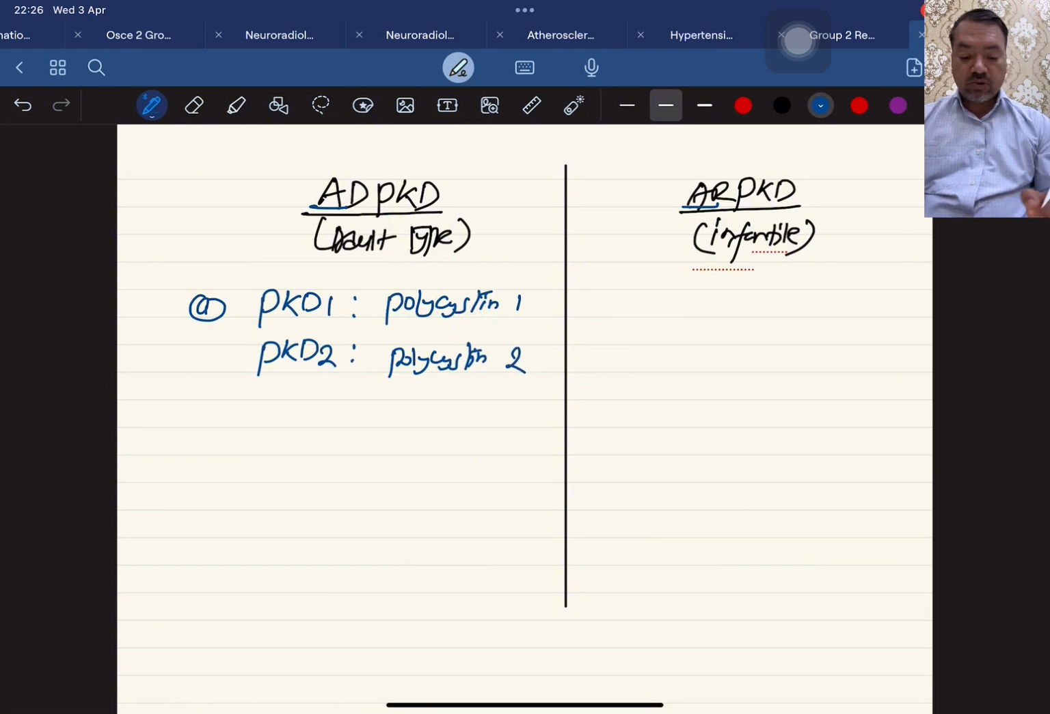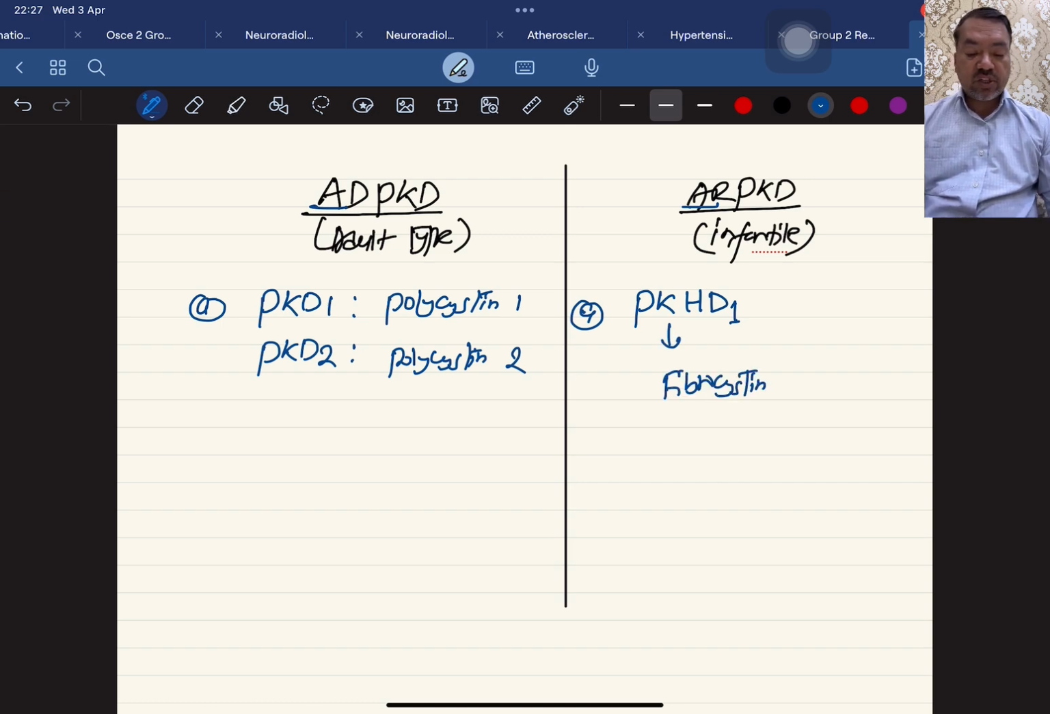If they are abnormal, then there can be polycystic kidney disease, the adult type. Whereas in case of autosomal recessive or infantile type, there is polycystic kidney and hepatic disease 1 gene which is affected. So this is polycystic kidney and hepatic disease 1 gene which is affected, and it will encode fibrocystin protein. So this fibrocystin is abnormal here. This is the basic thing.